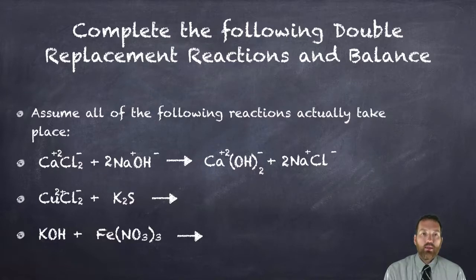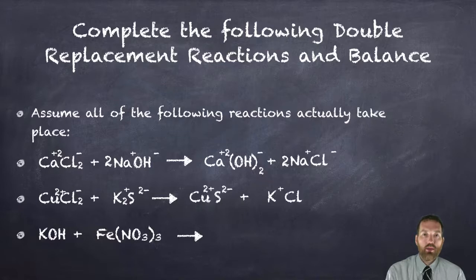So potassium is in group 1, so it gets a +1, and sulfide is in group 16, so it gets a 2-. So 2 +1s balances out 1, 2-. So let's now do the double replacement. Copper 2 is now going to partner up with sulfide with its 2- charge. And potassium with its 1+ charge is now going to pair up with chloride with its -1 charge. So no need to crisscross, but we do need to balance.